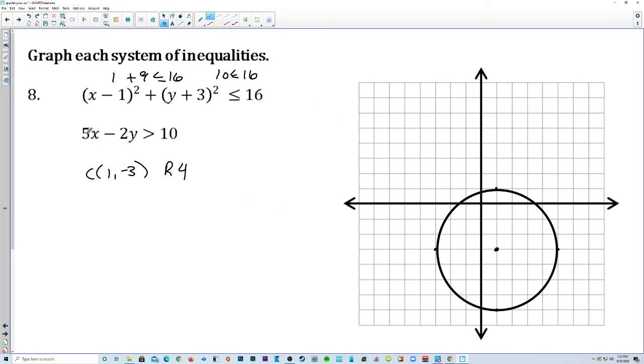Let's get the line now. We have an x-intercept of 2 and a y-intercept of negative 5. 1, 2, 3, 4, 5. And we want a dotted line because it doesn't say equal to. And now we're going to shade. Oh, I should tell you that if I plug 0, 0 in here, 0 is greater than 10. That's false. So we want to shade on the opposite side.